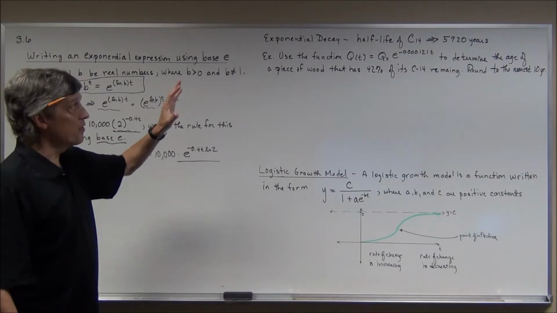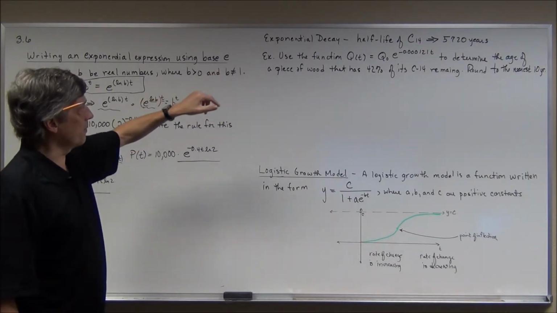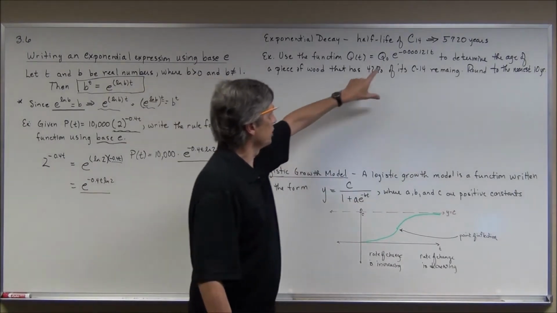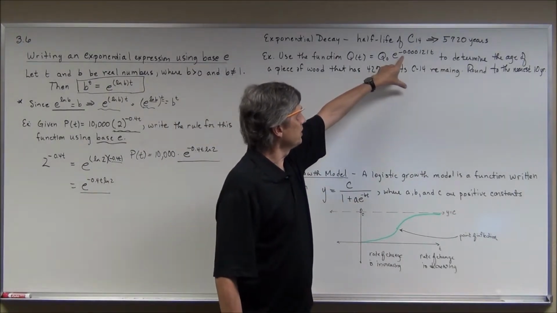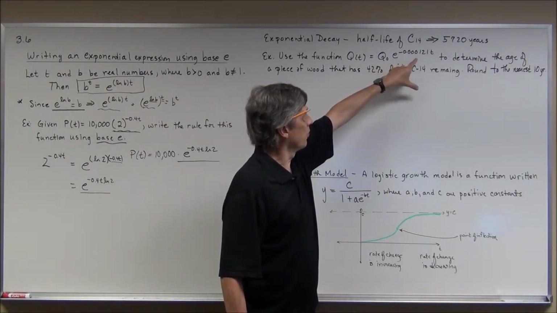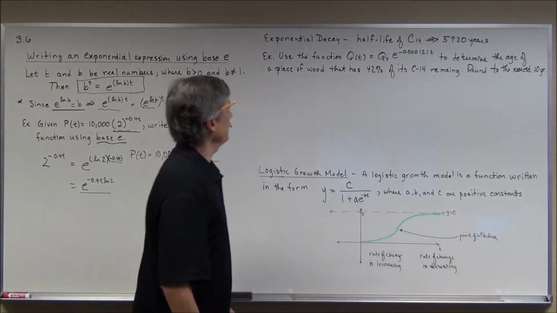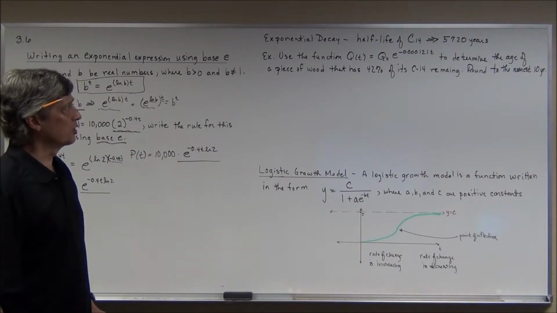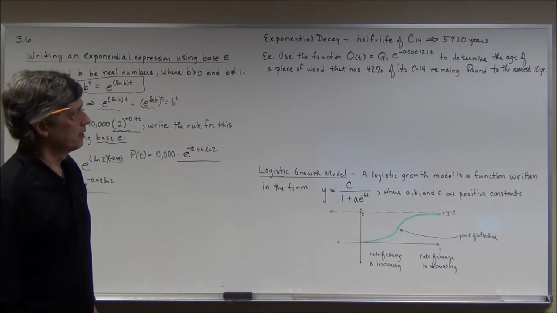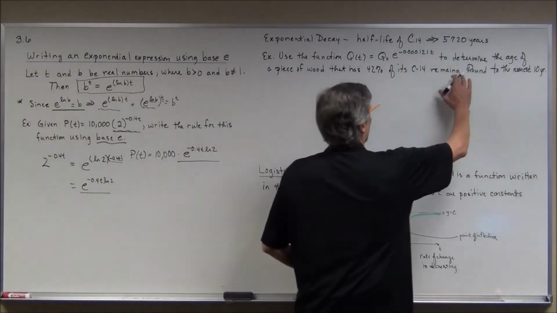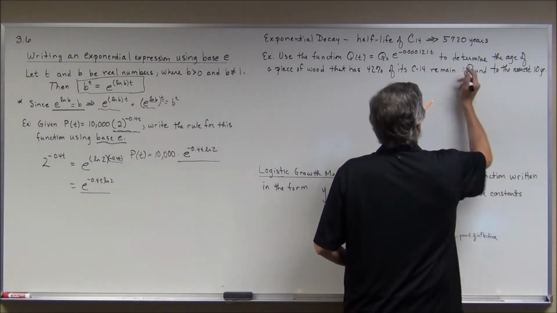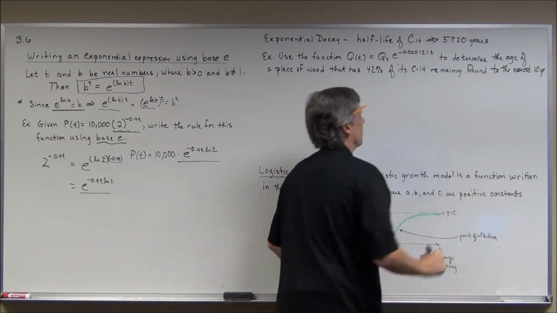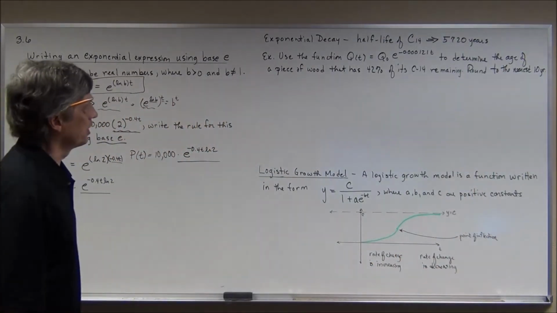Now, with that in mind, the example: use the function q of t equals q sub 0, that would be the initial amount here, times e to the negative 0.000121 t. Determine the age of a piece of wood that has 42% of its carbon-14 remaining. We're going to round to the nearest 10 years.